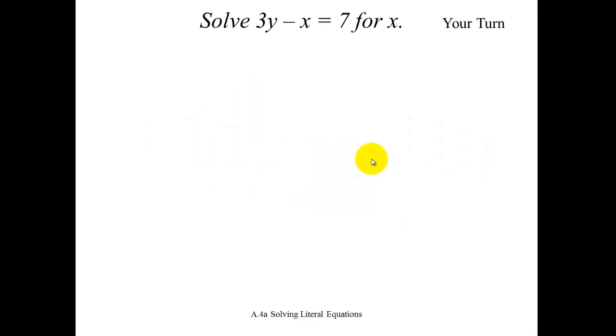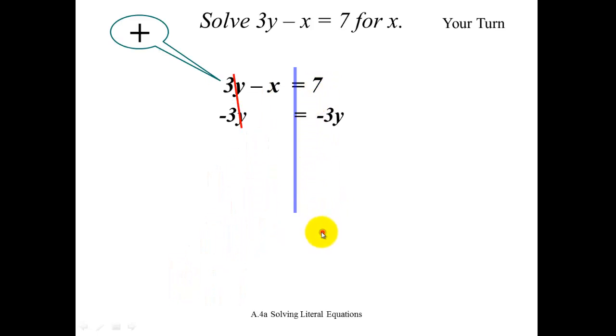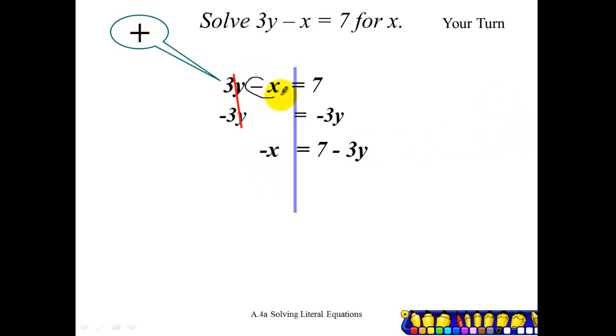Alright, I'll walk you through how to solve this literal equation. So we are solving for x here. So first, I have 3y, and that's positive 3y. I have to remove 3y here first by subtracting 3y from both sides. We can cancel this, and then 7 minus 3y, bring down your negative x. So be careful with this term, because some students tend to forget to bring down the negative sign.